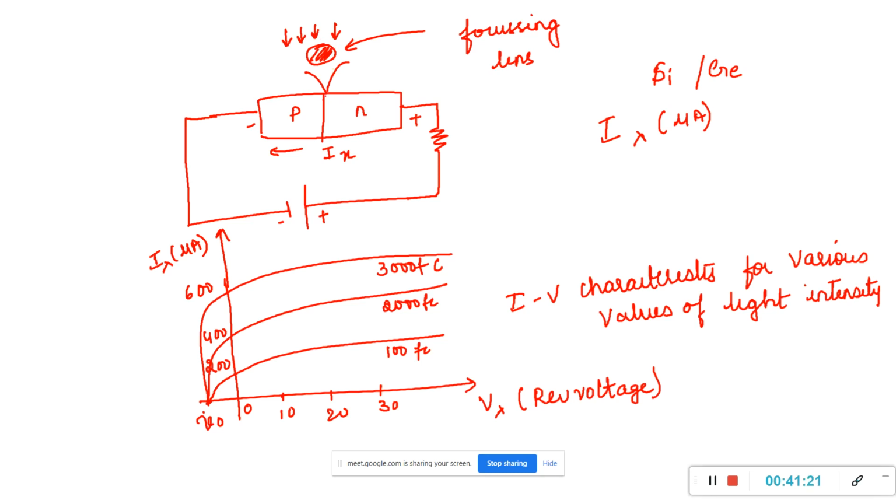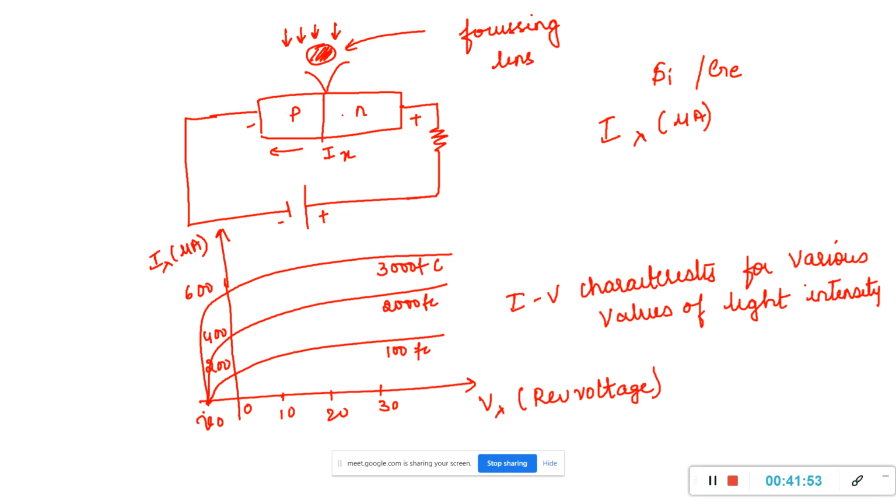This is a junction and this is a lens. Through this lens, light is made to focus on this junction. The light photons impart the energy to the valence electrons, causing more electron hole pairs to be released. As a result, the concentration of minority carriers increases, so does the current. So this much is the explanation.